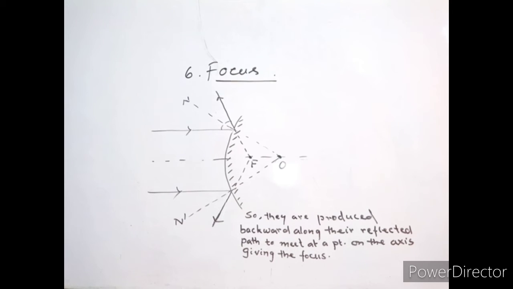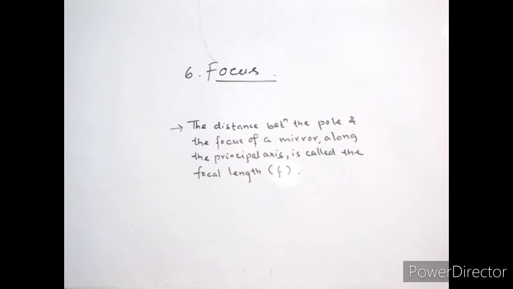Now, these reflected light rays are not actually meeting, so they cannot form an image on a screen. This gives the focus, and this focus, as you can know, is not real; it is a virtual focus. The rays actually do not meet, and therefore it cannot be obtained on a screen. The distance between the pole and the focus of a mirror along the principal axis is called the focal length, usually denoted by the letter small f.